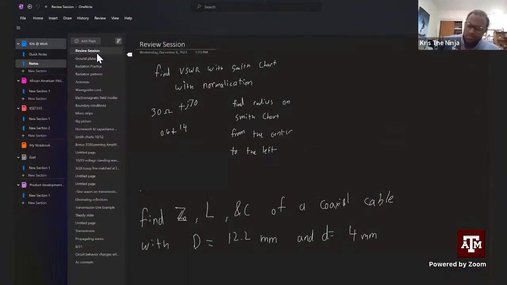So let us continue. The next question I had asked was to find Z naught, L, and C of a coaxial cable. I think this should be divided by 2 pi. So we use these equations here. We have mu.